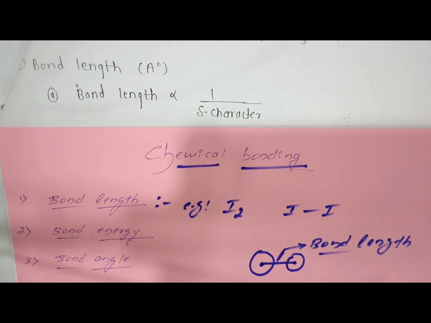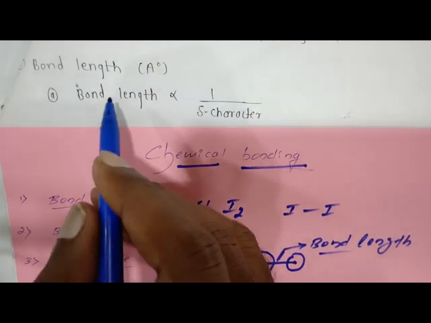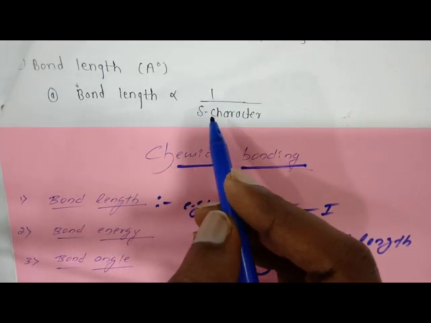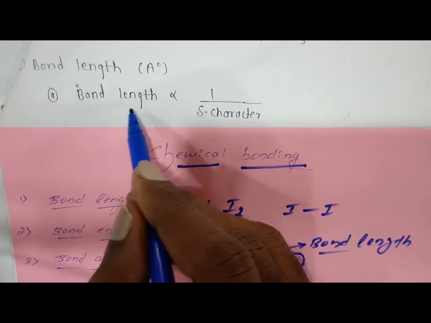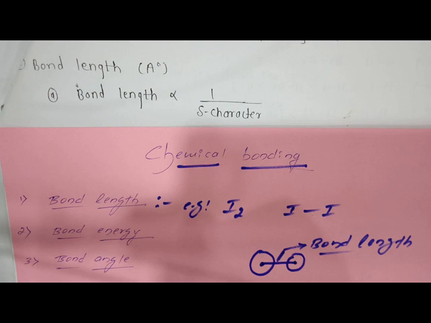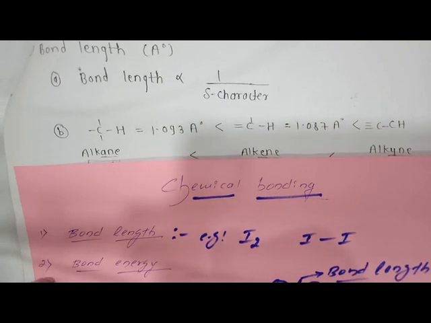The first point to remember here, students, is that bond length is inversely proportional to S character. I think you all know what is meant by S character, and how to find out the percentage of S character.